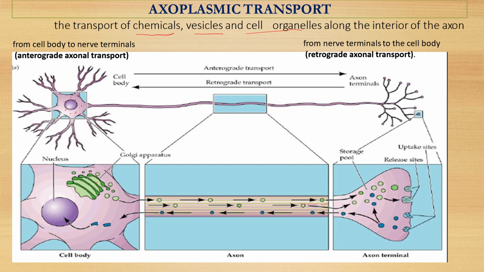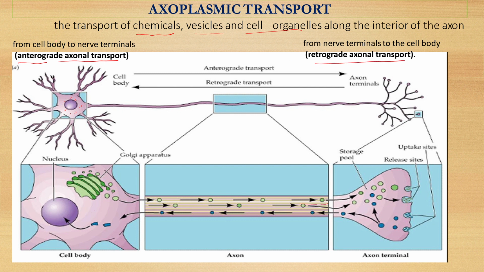because all these vesicles, neurotransmitters or chemicals are synthesized in the cell body, and after synthesizing in the cell body, they are transmitted to the axon or axon terminal or distant part, and this transportation is known as axoplasmic transport. There are two ways of axoplasmic transport. One is anterograde axonal transport, and another is retrograde axonal transport.